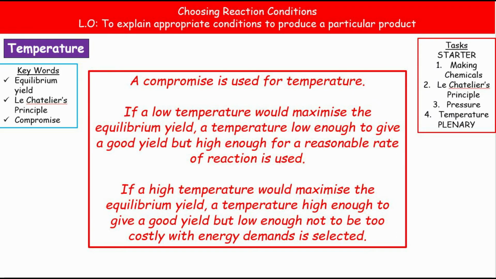So we need to make sure that it's low enough to give us a good equilibrium yield, but high enough to give us a decent rate of reaction. And it also means that we're not going to have too much cost in terms of the energy demands for increasing temperatures there. So wherever you get a question about temperature, be thinking about those two things. It's about the rate of reaction and the equilibrium yield. It's getting the balance between those. So higher temperatures mean a faster rate of reaction, but in some cases, higher temperatures would mean a lower equilibrium yield. So you've got to get the right balance there.